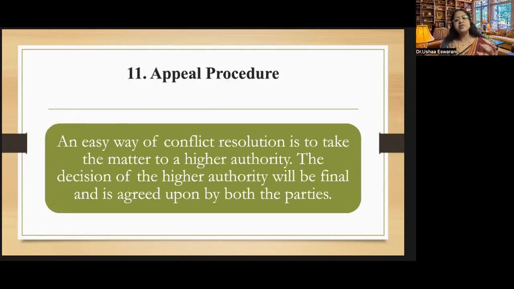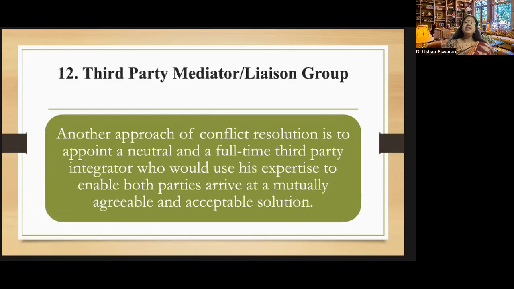Then appeal procedure. An easy way of conflict resolution is to take the matter to a higher authority. Go to a higher authority, talk to them, and the decision of the higher authority will be final and agreed by both the parties. That time they can't do anything. And the third party, mediator, that is the liaison group. Another approach of conflict resolution is to appoint a neutral person and a full-time third-party integrator who would use his expertise to enable both parties to arrive at a mutually agreeable and acceptable solution.